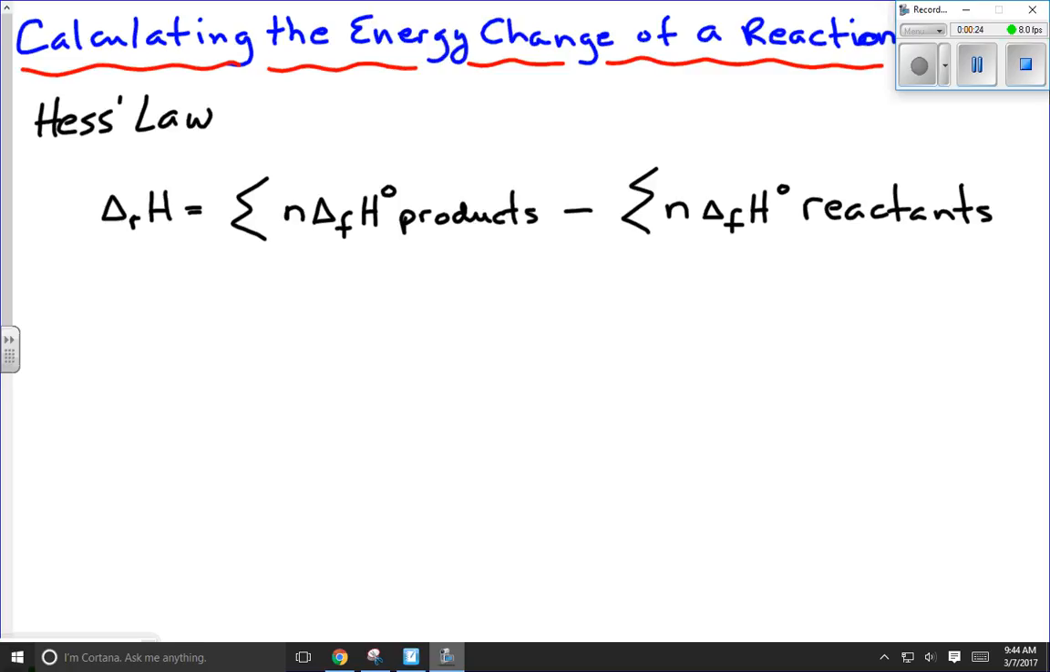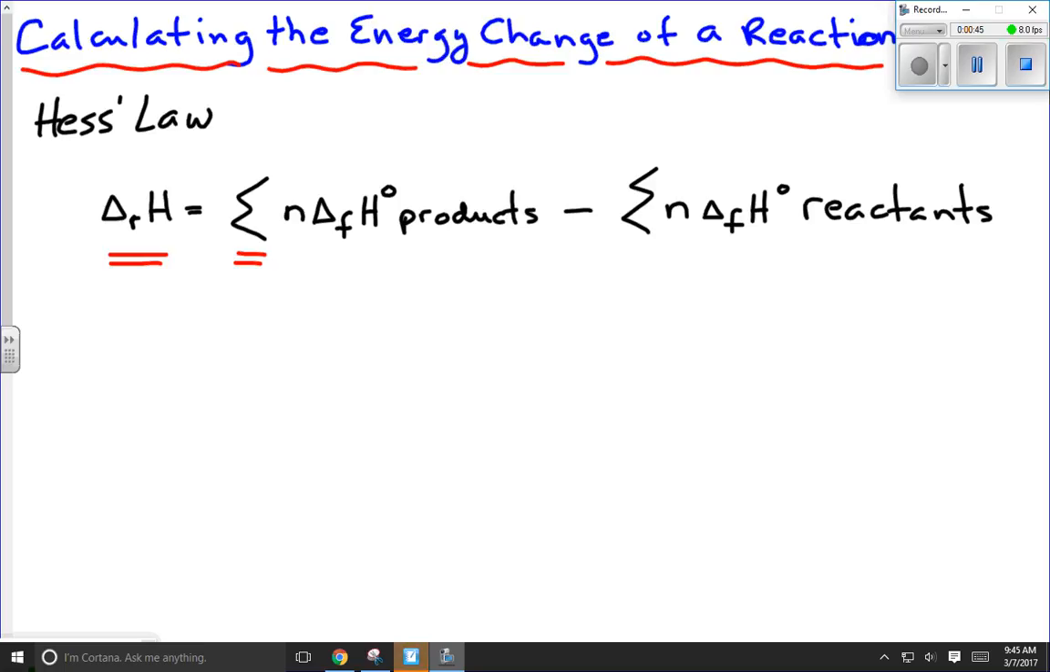First off, what we've got in Hess's Law is this symbol right here, which means the change in energy of the reaction. That's the ultimate goal of our calculation. We're just trying to find that delta RH, the change in the heat or the energy level of a reaction. Now, that's equal to, well, we have to use these fancy symbols, the Greek letter epsilon here, which just means the sum or the addition of.